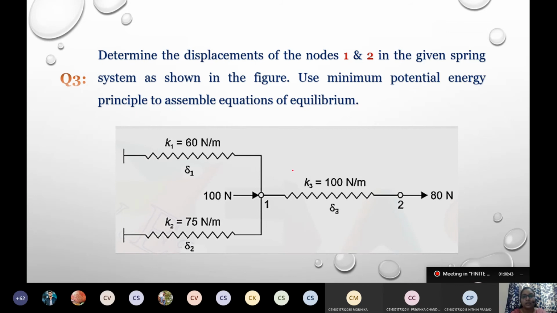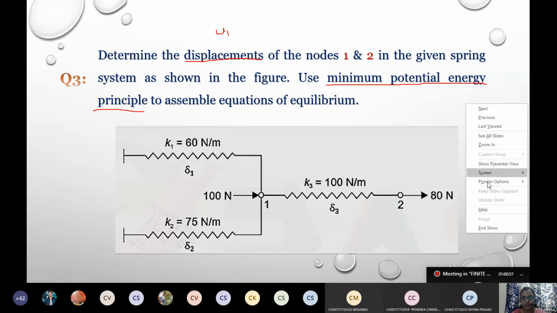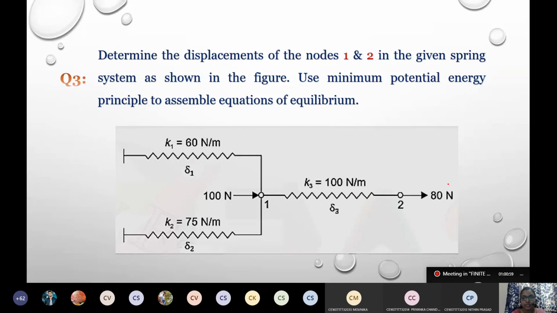Now here they are specifically asking you to use the minimum potential energy principle to assemble the equations. They're asking you for the solution of displacements, the values of u, using the potential energy approach. So you have to assemble the pi equation here. How do you do that? You have to check now. All right, start solving.